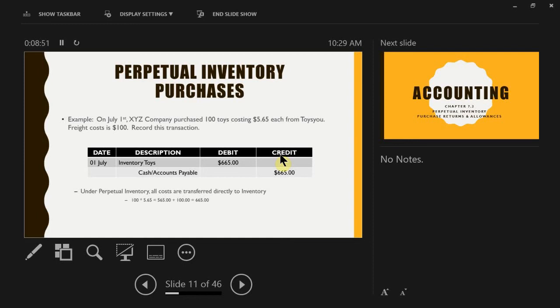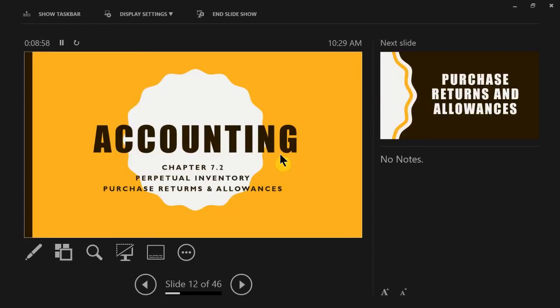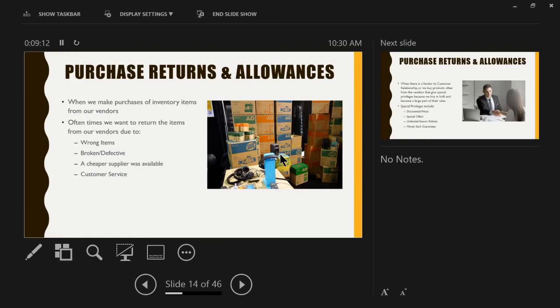No? Okay, so now that was all for 7.1. Of course, with 7.2, when we're dealing with perpetual inventory, we also have to assume that there are going to be returns and allowances. So let's go ahead and dive right into that.